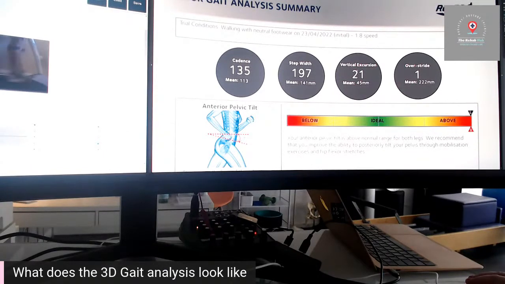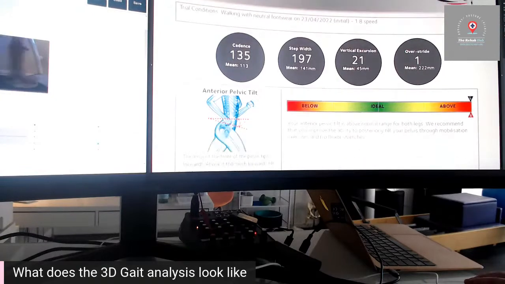Vertical excursion is how much you lift up. This particular patient actually has a low vertical excursion. You do want a low vertical excursion, but this is particularly low. Overstride, right, there's 1 and the mean is 222. So high cadence and a tiny wee stride. This particular patient is really walking with tiny wee steps, right? Lots of tiny wee steps.